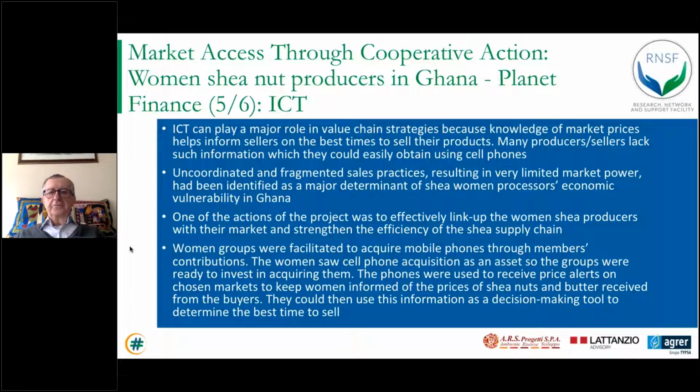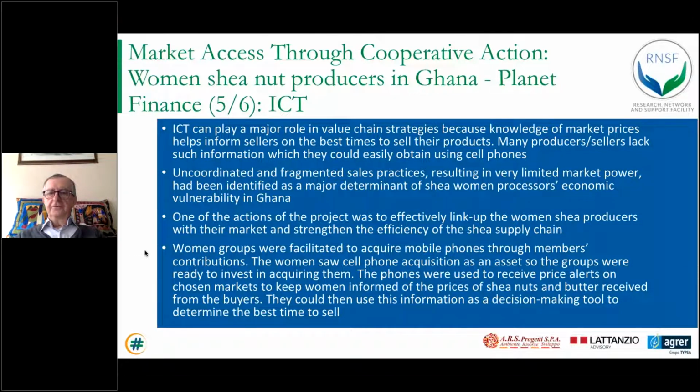One of the actions of the project was to effectively link up the women shea producers with their market and strengthen the efficiency of the shea supply chain. Women groups were facilitated to acquire mobile phones through members' contributions. Women saw cell phone acquisition as an asset, so the groups were ready to invest in acquiring them.